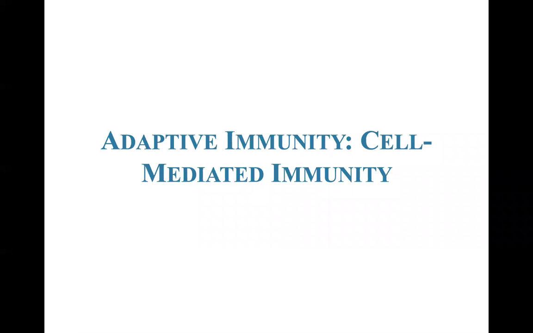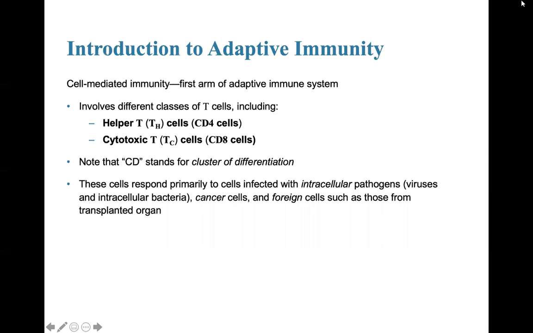Okay, so the third recording of lymphatic immunity is going to address the third line of defense, which is adaptive immunity. Specifically, we're going to start with cell-mediated immunity. So cell-mediated immunity, this is the first arm of the adaptive immune system.